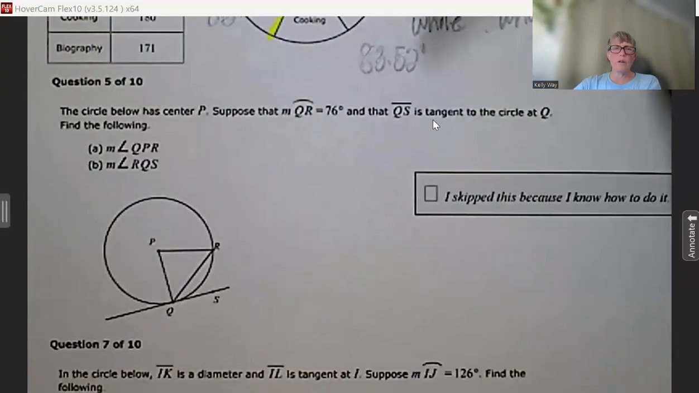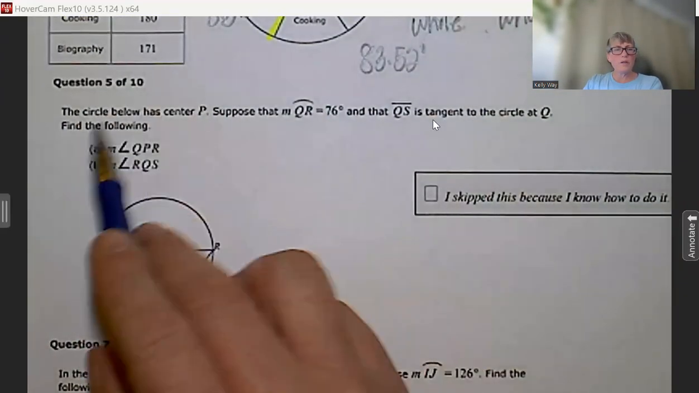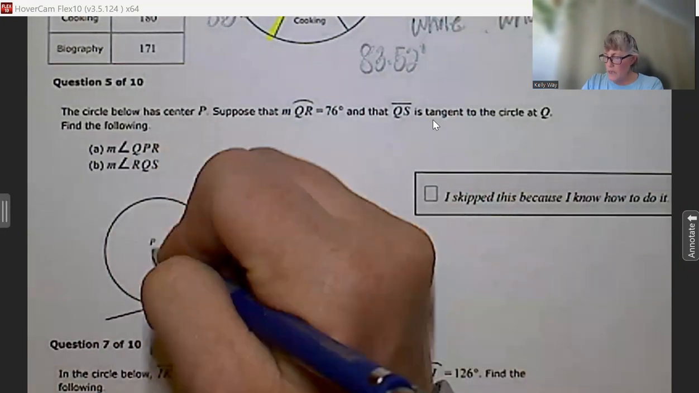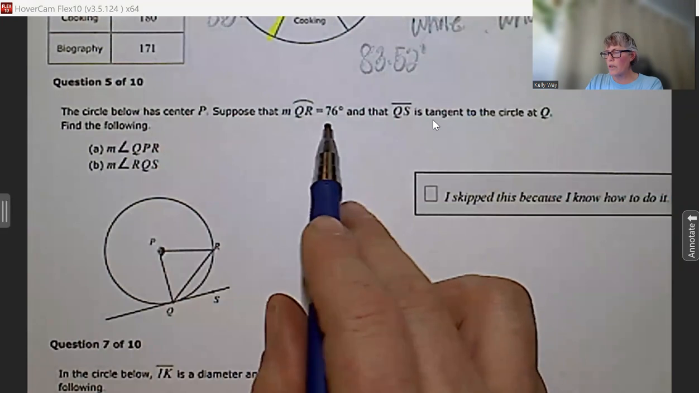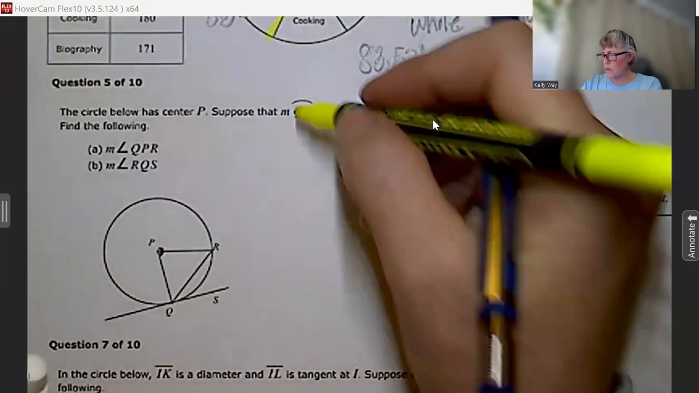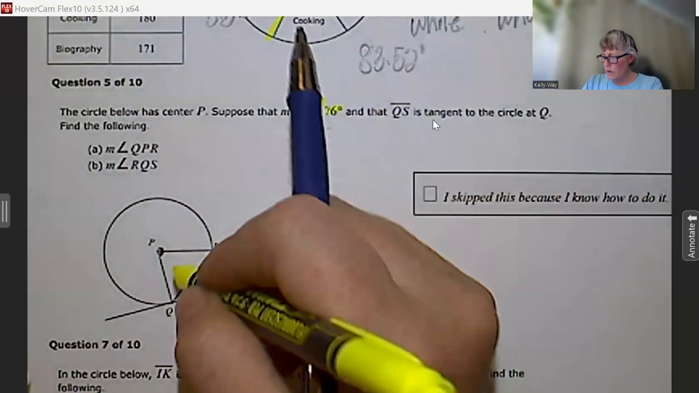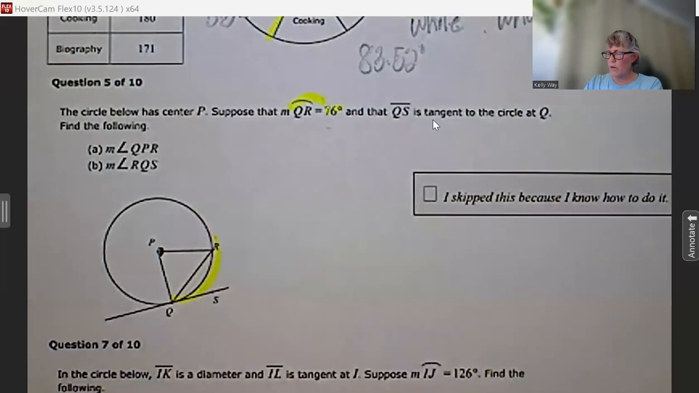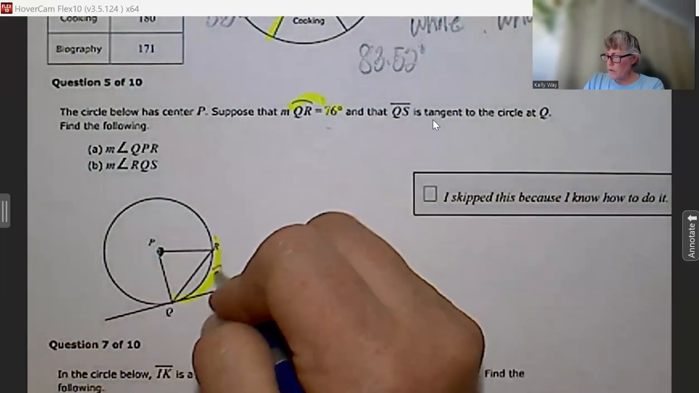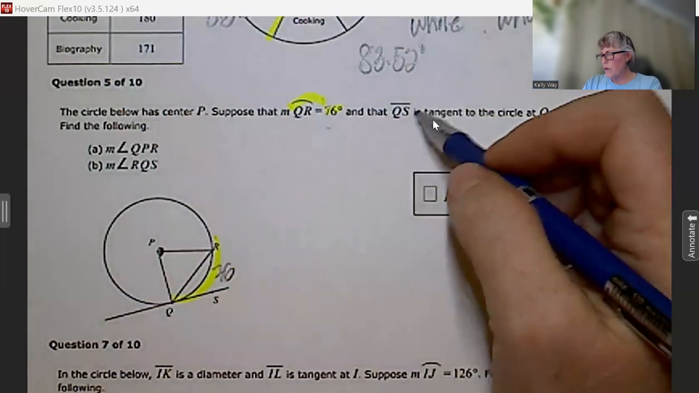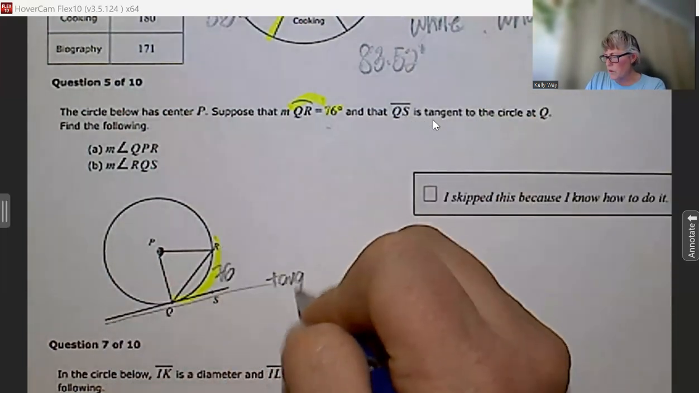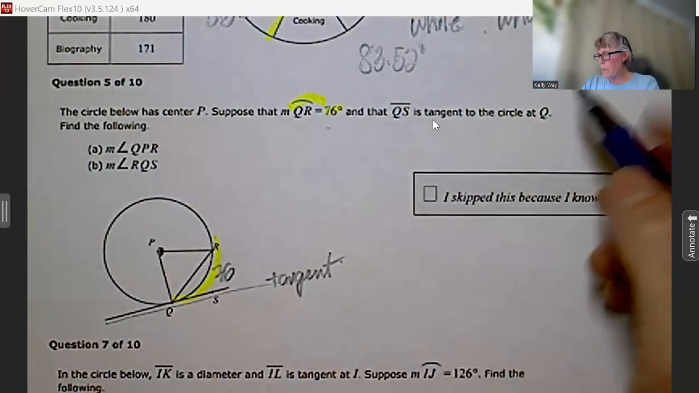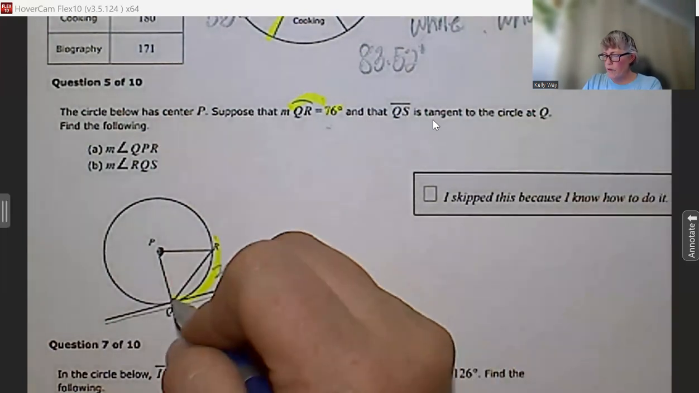Taking a look here. It says the circle below has a center of P. Suppose arc QR is 76. Q to R, 76. That's an arc right there. QS is a tangent. So this is a tangent. Find the following.